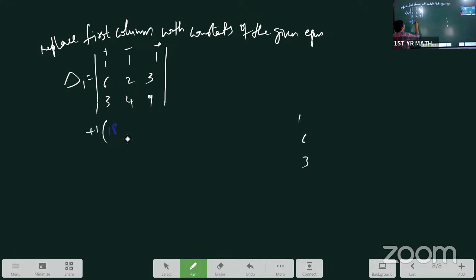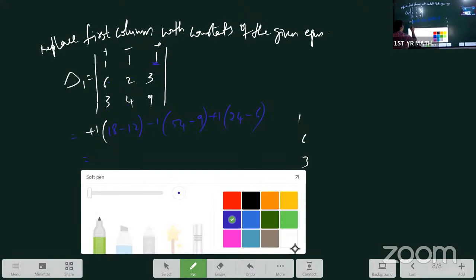9 2s are 18 minus 4 3s are 12, minus 1 into 9 6s are 54 minus 3 3s are 9, plus 1 into 6 4s are 24 minus 3 2s are 6. Is it clear? Plus 1 means leave the row and column in which it is present. So for this one, this 6 2 and 3 4 is your determinant. AD minus BC, that only we are doing here. Now that is nothing but 18 minus 12. 18 minus 12 gives you 6.